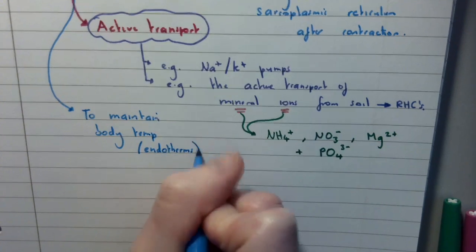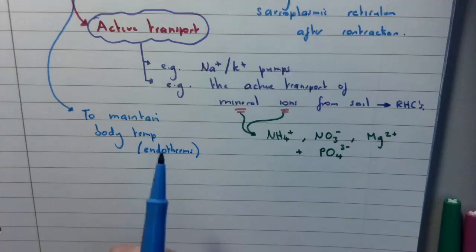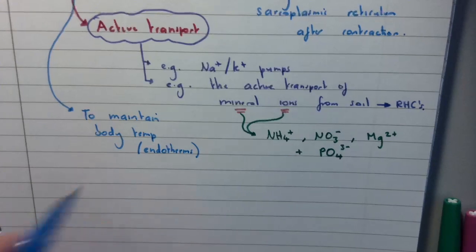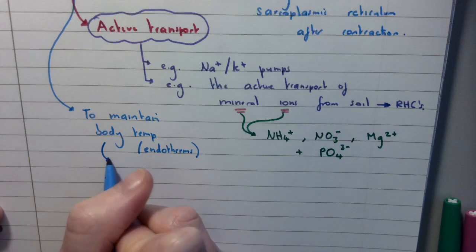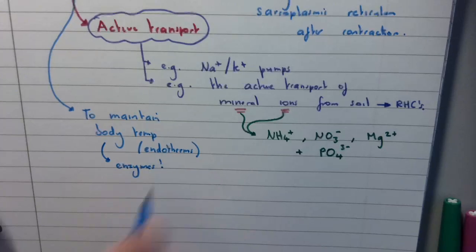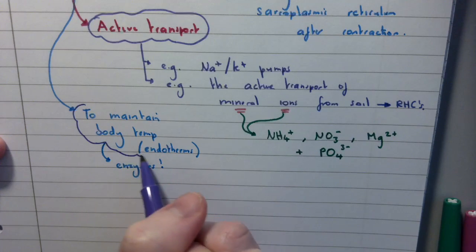which is actually one of the main disadvantages of being an endotherm. There's lots of advantages of being an endotherm, but actually you need a lot of energy to maintain that temperature. And this is so the enzymes can work at the optimum temperature. They can work really well. So we'll just put that on. So that's to maintain body temperature. I feel like all that can kind of go in there.